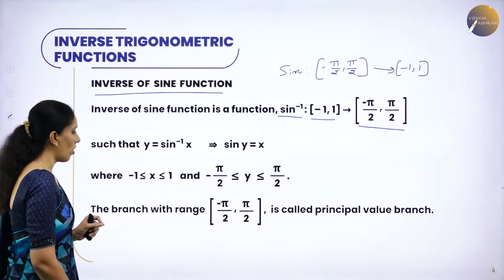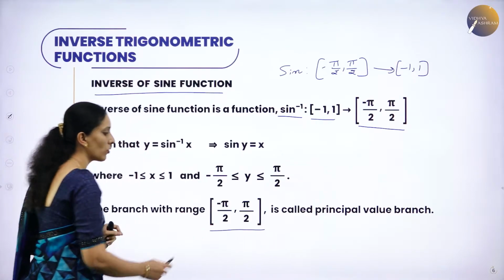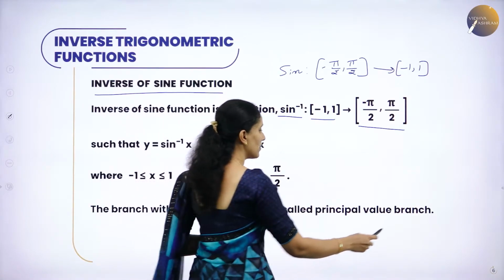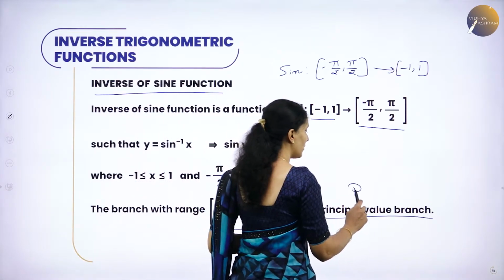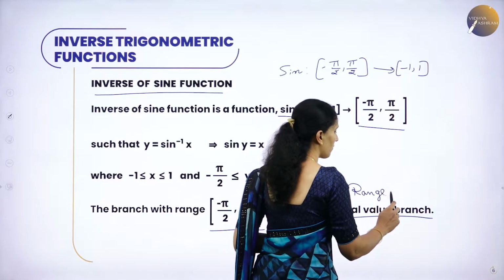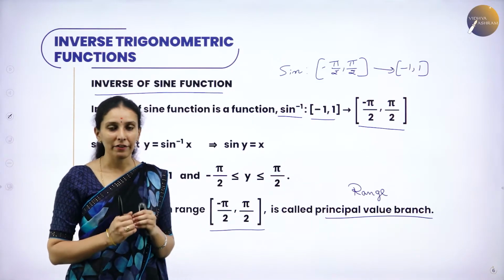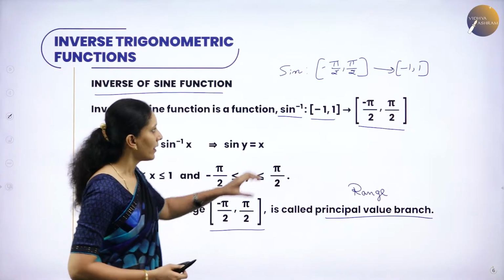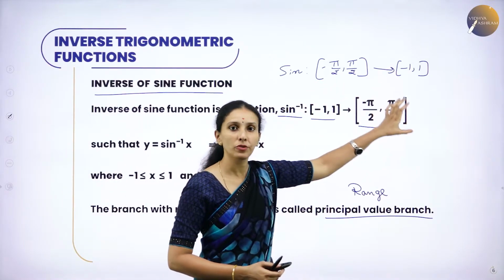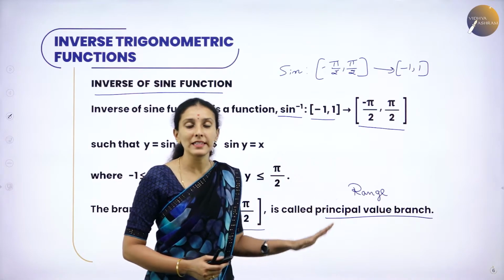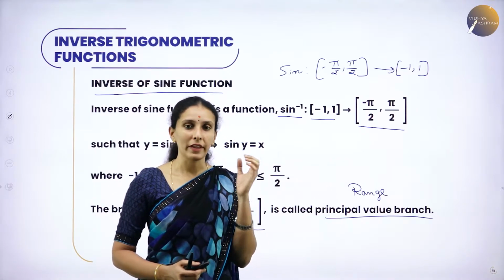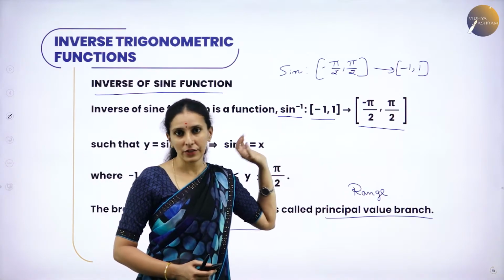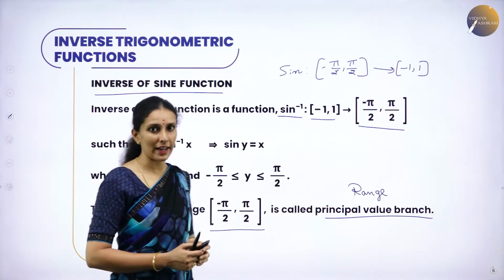We also call this minus pi by 2, pi by 2 a principal value branch. That is also nothing but the range. So the domain of the sine function can be restricted to any sort of interval, but the interval from minus pi by 2 to pi by 2 is called the principal value branch, or we can say the range of the sine inverse function, or inverse of sine function.